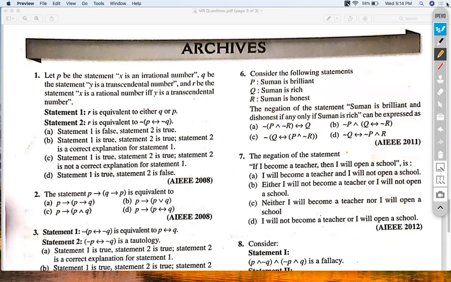Next. The negation of the statement: if I become a teacher, then I will open a school. I told you that the negation of P implies Q is the same as saying P and not Q. That means I will become a teacher and I will not open a school. Okay, yeah.